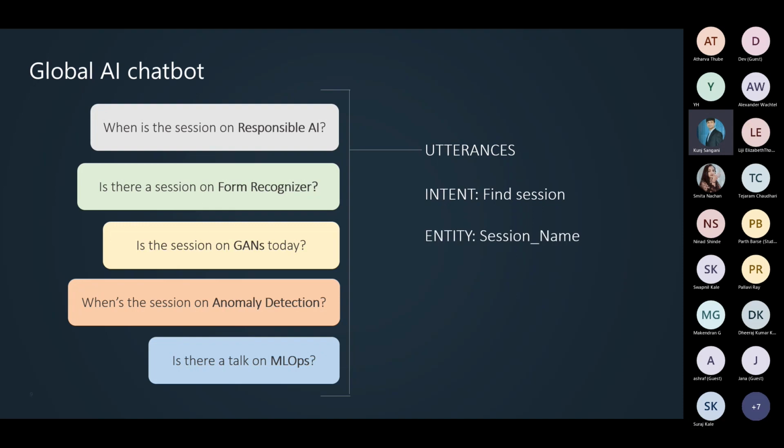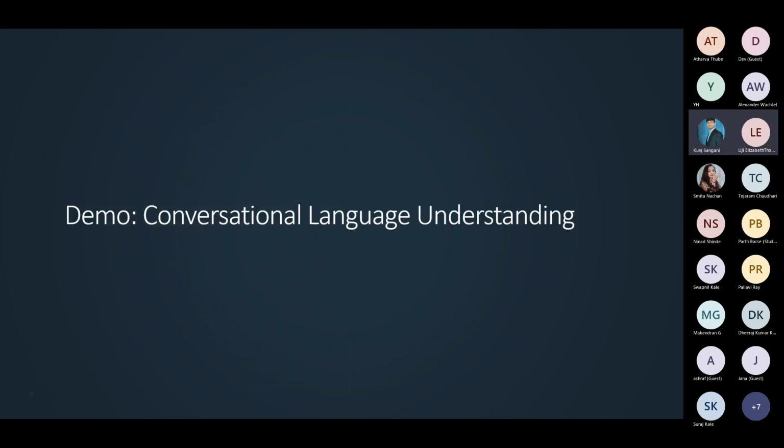So the key there is to abstract or take out what I call entities. If you look at the variables there, responsible AI, form recognizer, GAN, you take out the session name over there. And once you identify the intent, and once you identify the specific entity that they are referring to, it will be easy for you to map that into a question answering flow. So again, the good news is we do have an AI service that will help you in this regard. It's called conversational language understanding.